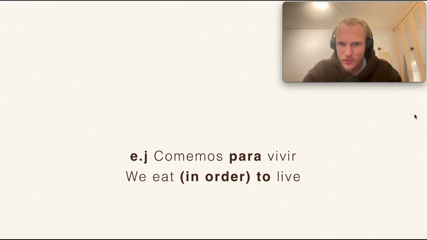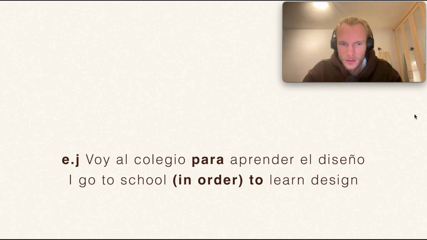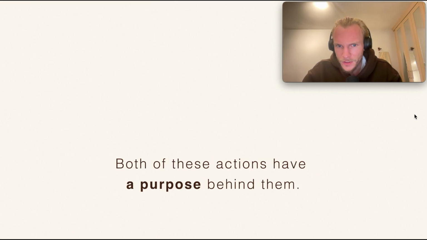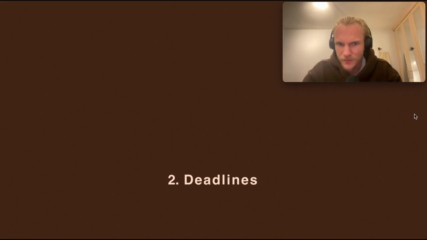Let's start with purpose. Ejemplo, chicos, comemos para vivir. We eat in order to live. Voy al colegio para aprender el diseño. I go to school in order to learn design. So both of those examples have a purpose behind them. I go to school in order to learn design, so that I can learn design. Para is a forward-facing word.